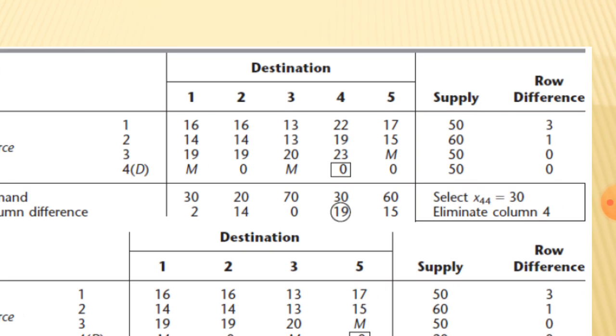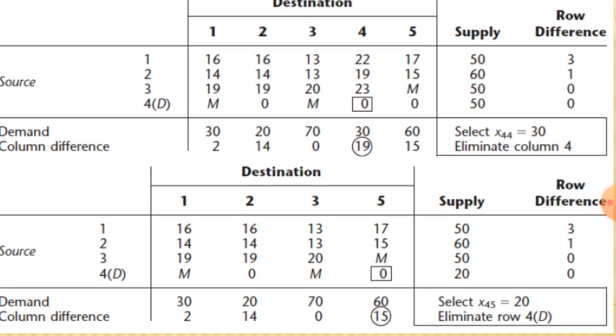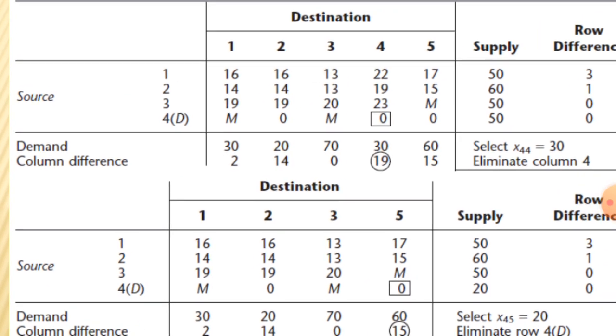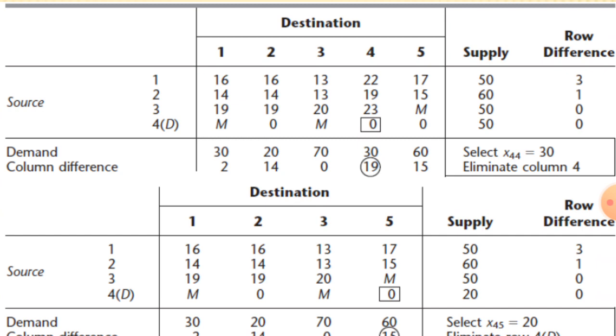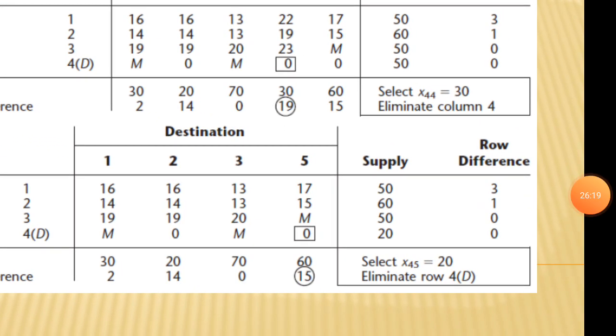In this problem, see here, destinations and sources. How many destinations are available? 1, 2, 3, 4, 5. How many sources are available? 1, 2, 3, 4. That D is a dummy. Where M is available, you write down the same M in the same way. Where 0 is available, you have to replace the 0. Okay. You have to continue the process.